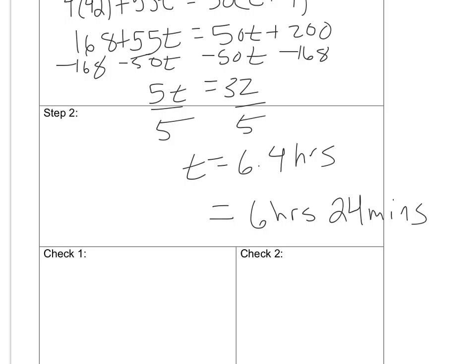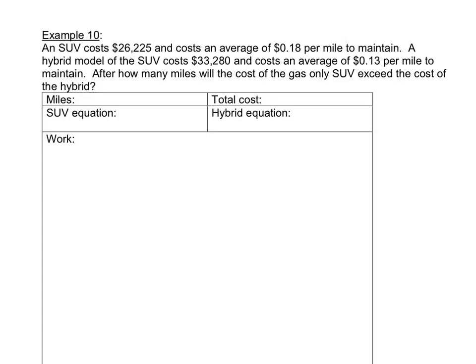Alright, let's look at another one. It says an SUV costs $26,225 and costs an average 18 cents per mile to maintain. A hybrid SUV costs $33,280 and costs an average 13 cents per mile to maintain. After how many miles will the cost of the SUV exceed the cost of the hybrid? So here's another example of where we're just going to need to figure out when they're going to equal each other, and then we'll say it's going to be after this many miles.